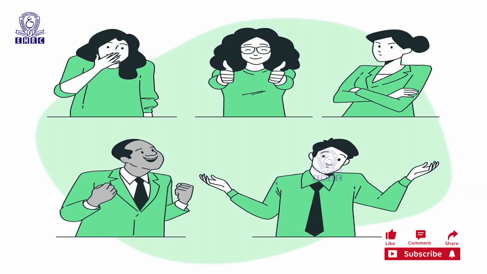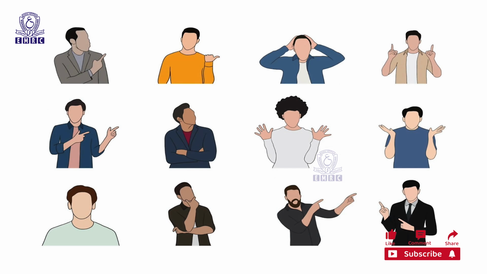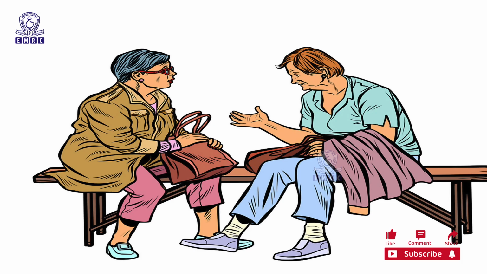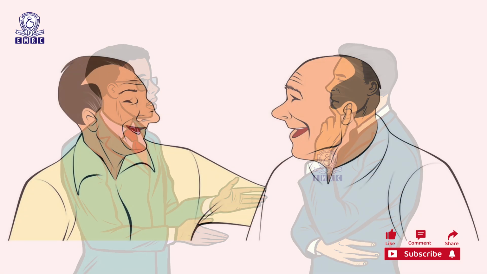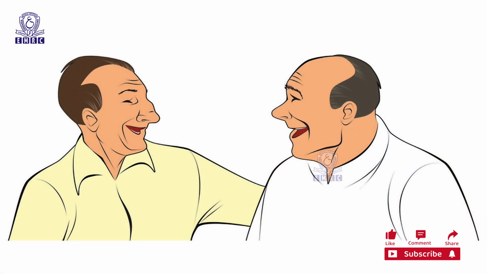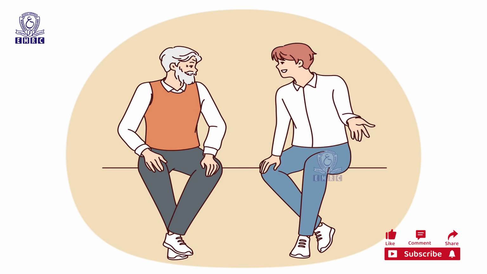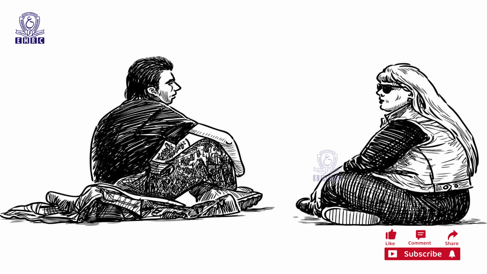Gestures. Hand movements, nods, and physical gestures can emphasize or complement verbal communication. They can also convey specific meanings in different cultural contexts. Eye contact. The use of eye contact is a powerful nonverbal cue. It can convey confidence, sincerity, interest, or conversely discomfort or avoidance. Proximity. The physical distance between individuals during communication, known as proxemics, can convey intimacy, formality or personal space preferences.